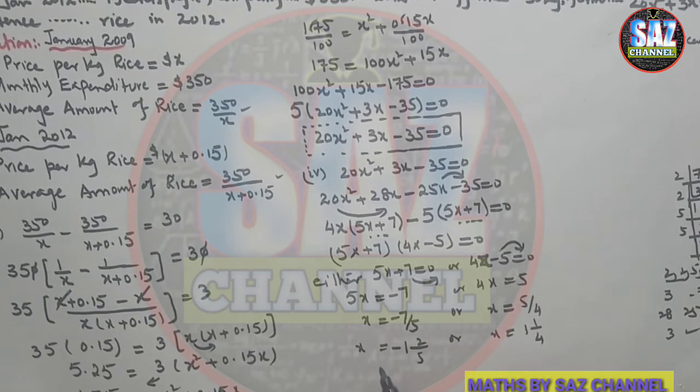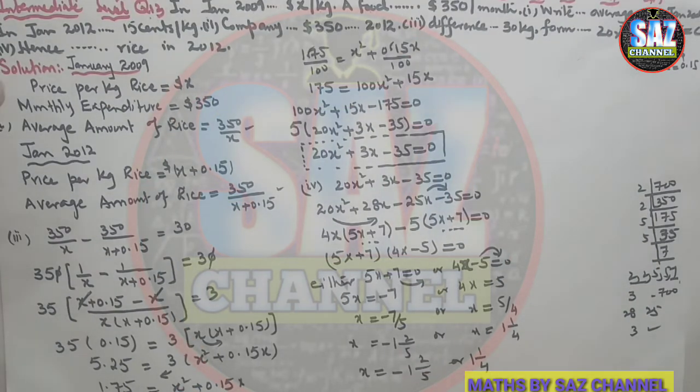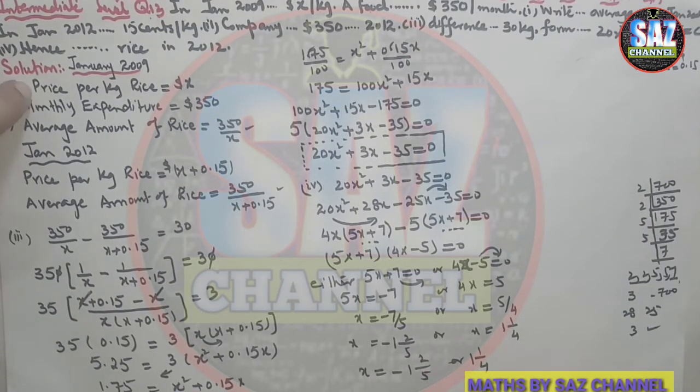These are the two solutions or roots of this equation, minus 1 whole 2 by 5 and 1 whole 1 by 4. Now if you look at the supposition of the question, x is the price, so we are not going to accept this. This will be the rejected root, and this will be the accepted solution for this question.